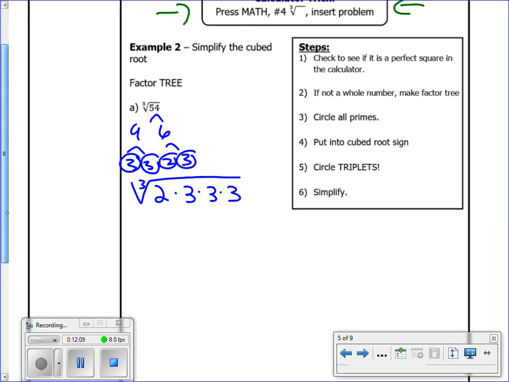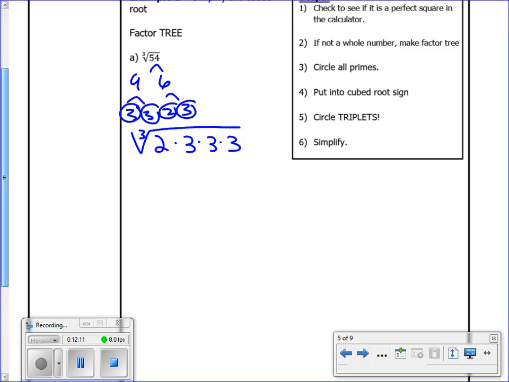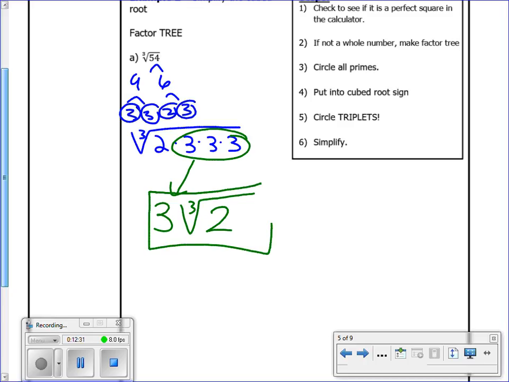Now, the difference is in order to get outside of the cubed root, or your radical sign here, you have to have a set of triplets. So we have a set of 3, and then you ask yourself, what number's inside my set of 3? And you just simply say, oh, 3. And we're left with a cubed root, and there's only a 2 left over. So the cubed root of 54 is 3 cubed root 2. Notice that that's different from what the square root of 54 is.